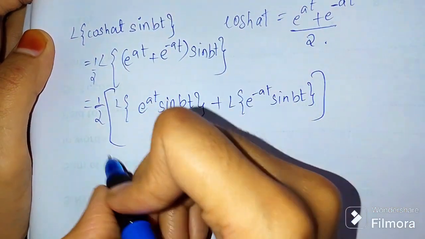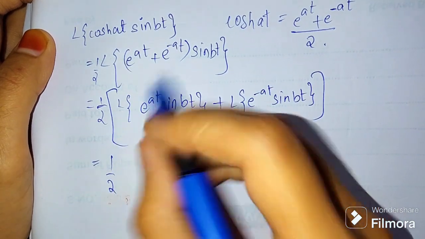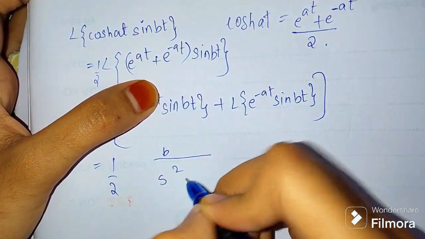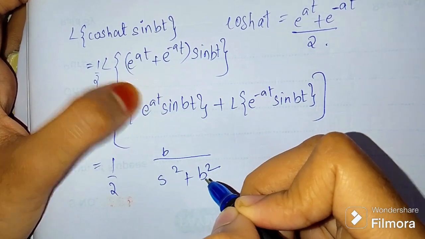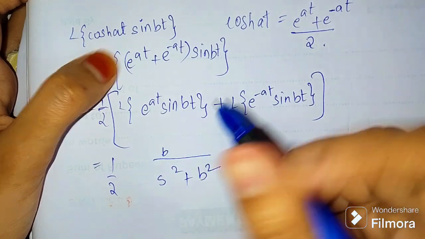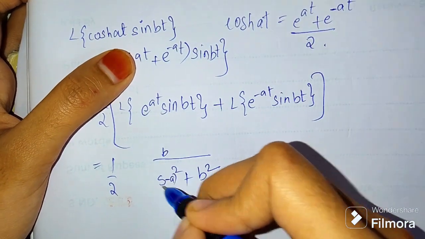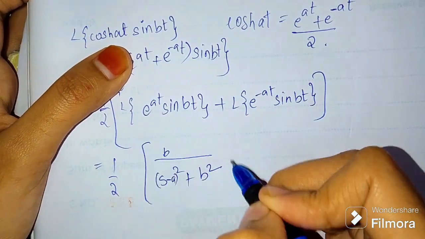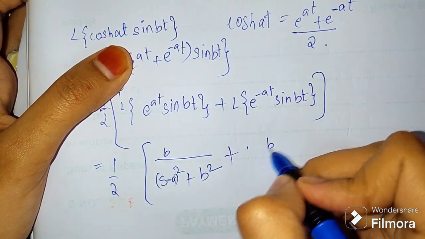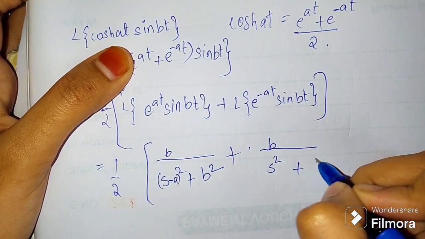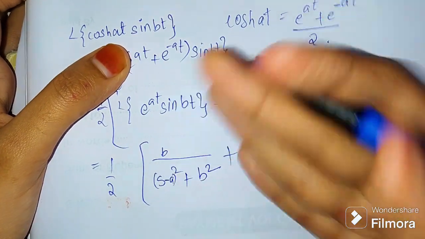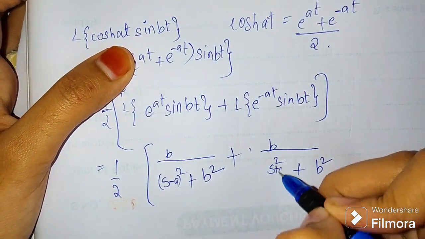What is Laplace of sin bt? b by s square plus b square. But because here e power at exponent term is there, we have to shift s to s minus a. In the same way, for the other term, b by s square plus b square, but because here minus a is there, we have to shift s to s plus a, giving s plus a whole square. Okay, over.